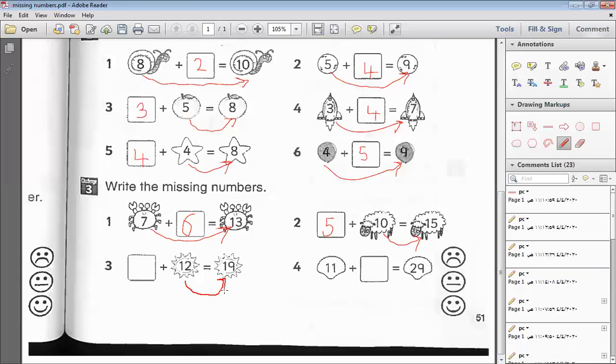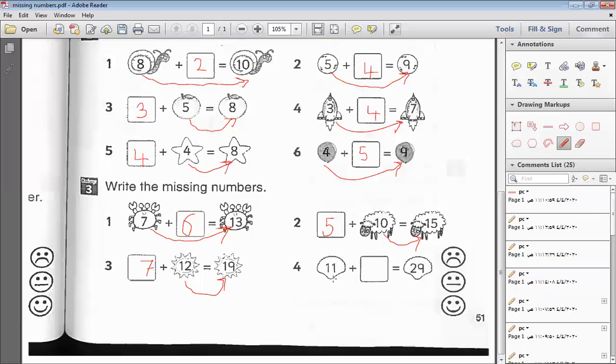Okay, here, missing number. Start counting from the smaller to the bigger. After the 12, 13, 14, 15, 16, 17, 18, 19. Right? How many fingers did I open? 7.